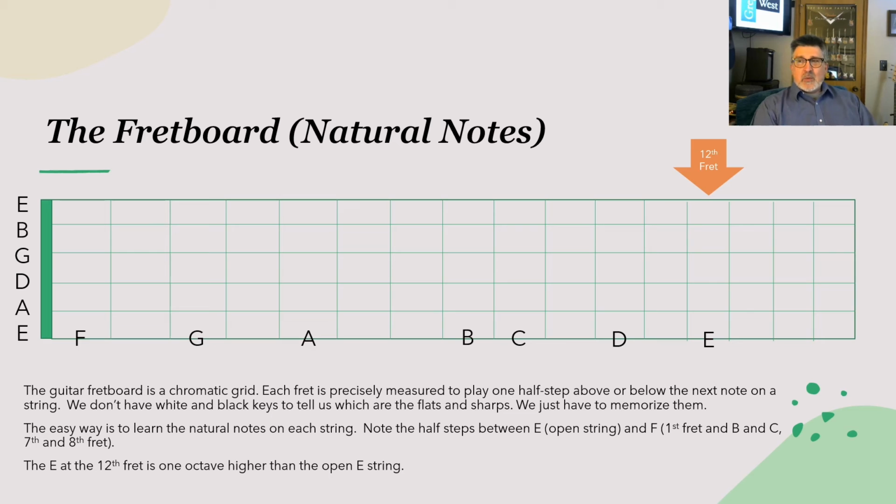When we notice the arrow above that last E on the right, that takes us up to the 12th fret. At that point, we have gone up a full octave on the guitar. The 12th fret is the octave mark. That's why on most guitars you have a position marker that has 2 dots there.